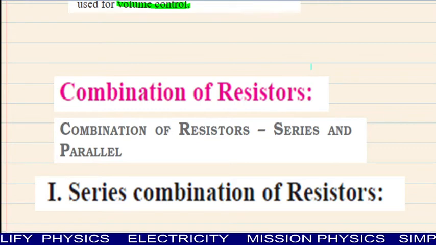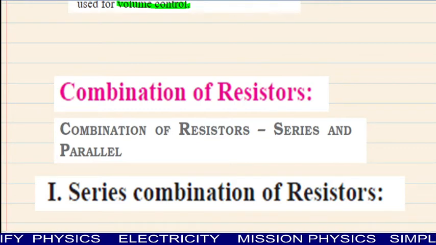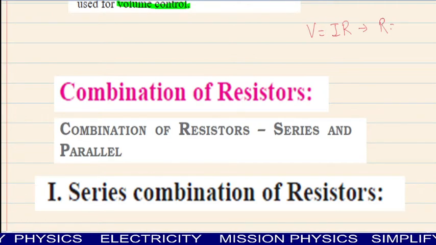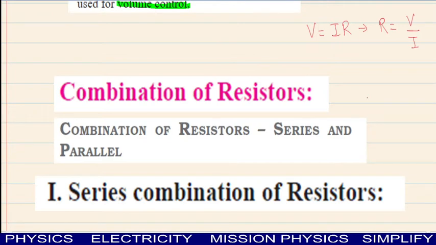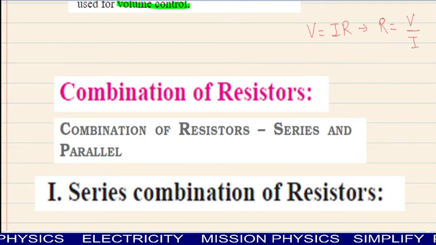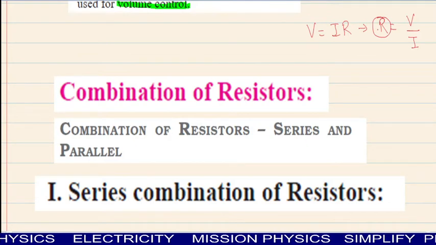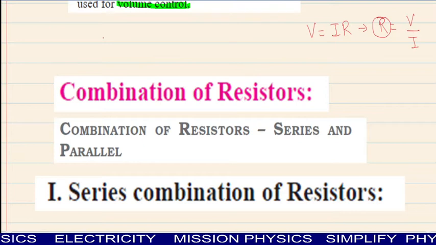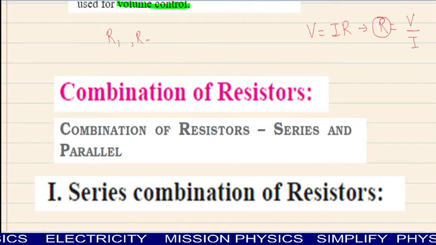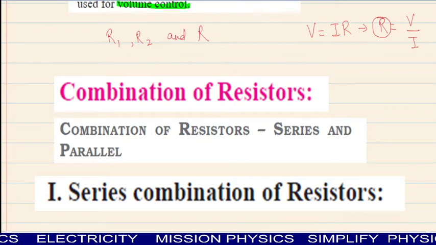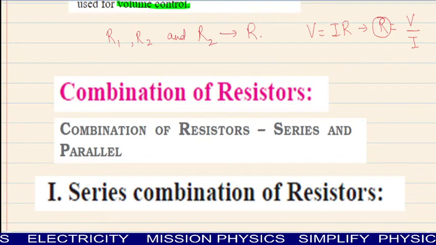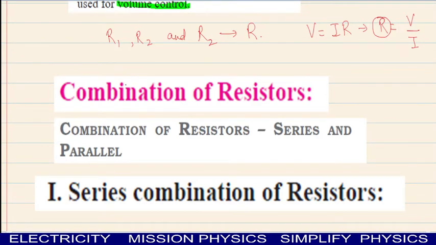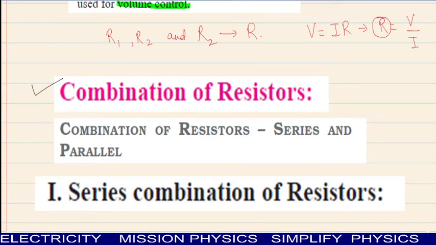In that, you take the relationship V equals IR, or the resistance is taken as V upon I. But suppose we have to use a particular resistance in a circuit and that particular resistance is not practically available, but other resistances are available, and there is a strict requirement of that particular resistance R. Then we will adopt the method which is called the combination of resistors.